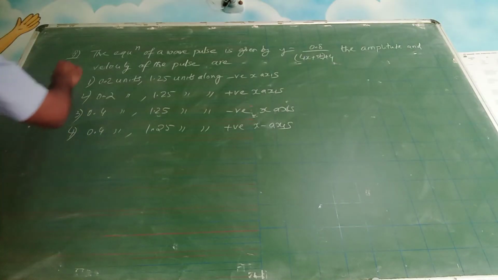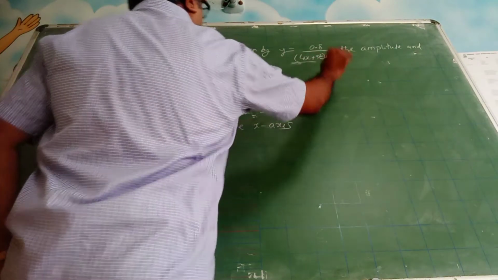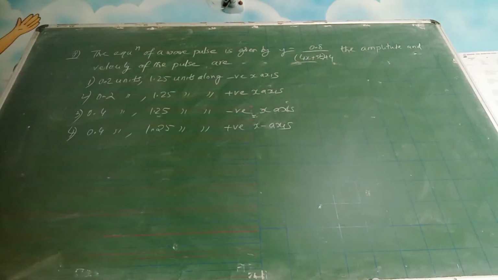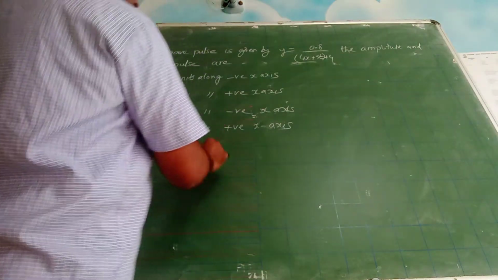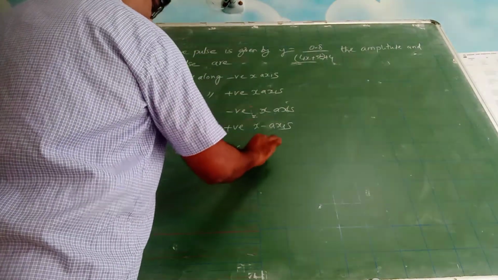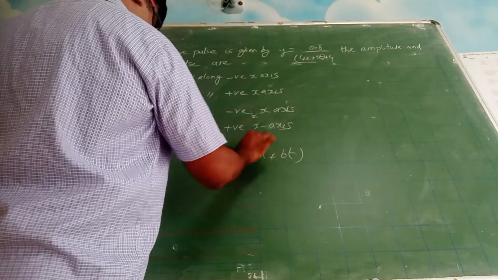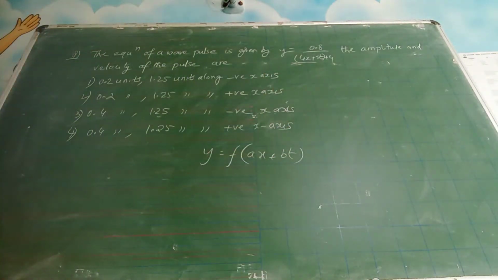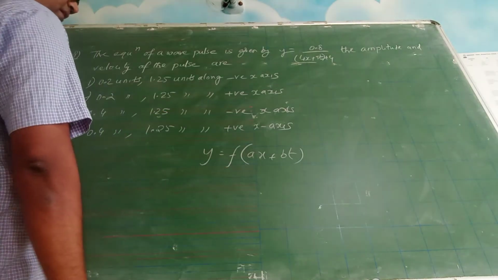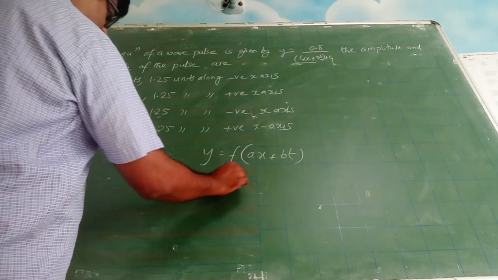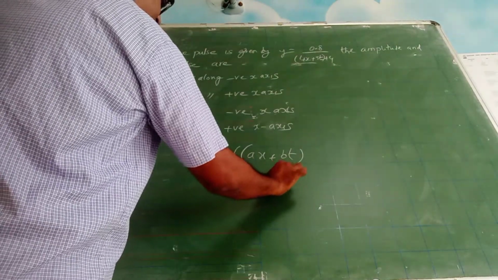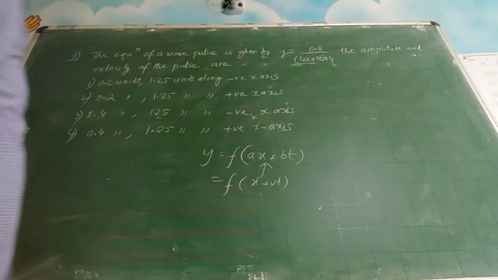Next question. The equation of a wave pulse is given by y is equal to 0.8 divided by (4x plus 5t plus 4) whole square. Wave equation is given. The amplitude and velocity of the pulse are. You have to find the amplitude and the velocity. So we have discussed this point that y of a wave can be expressed in the format of function of ax plus bt, or x plus vt, we have discussed.